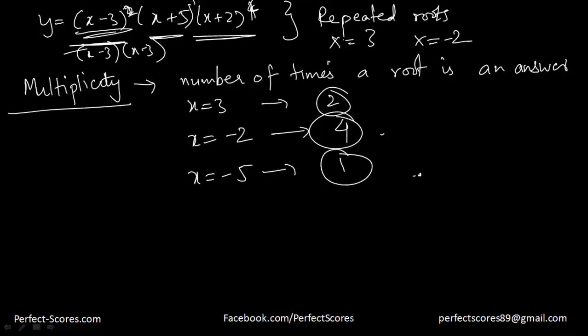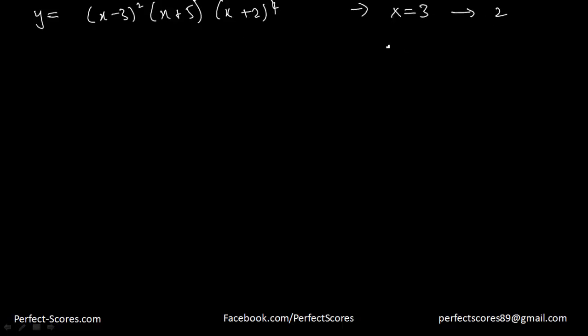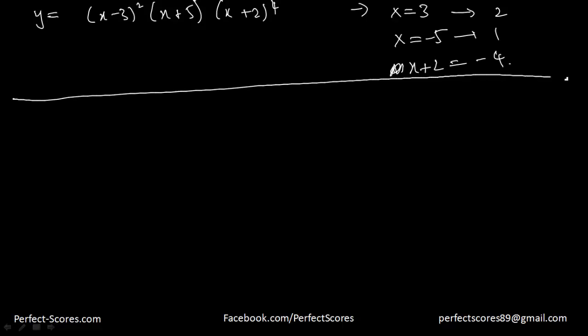Now, there are so many concepts related around multiplicity, right? So let's go ahead and understand that concept. Let's suppose I have a function y is equal to (x minus 3) whole squared, (x plus 5) and (x plus 2) raised to the power 4. So as you can clearly see, the multiplicity of x equal to 3 is 2, the multiplicity of x equal to negative 5 is 1, and the multiplicity of x equal to negative 2 is 4. Now again, I'm actually going to show you an observation, kind of a beautiful thing.